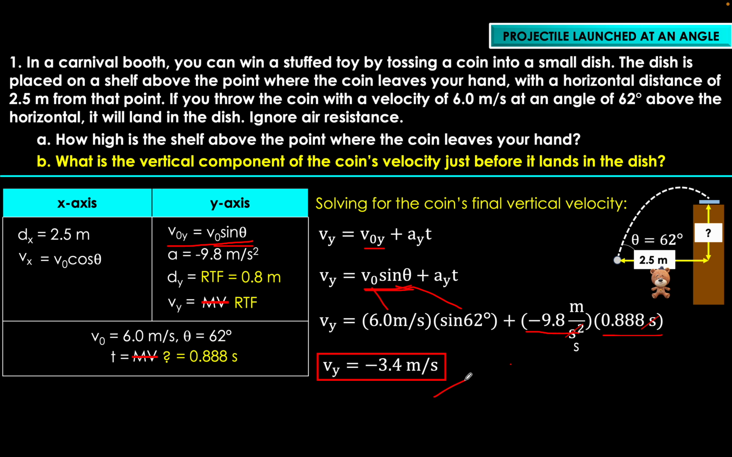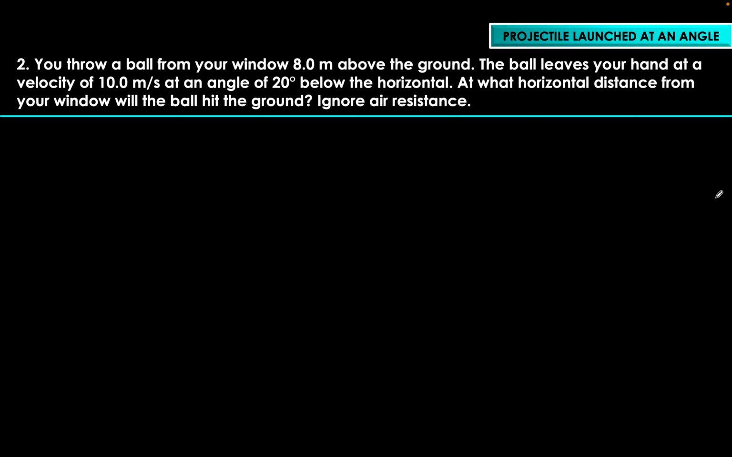Does the answer look reasonable? Yeah, it's not too high nor too low. It's just the vertical velocity of the coin as it goes downward to the dish. And if you look at the sign, it's negative. Also reasonable for that sign to appear because this is already the downward part of the coin's motion. So the vertical component of its velocity should really be pointing downward. So overall, the answer looks reasonable. So I hope that's clear. Let's proceed to the next problem, rather.